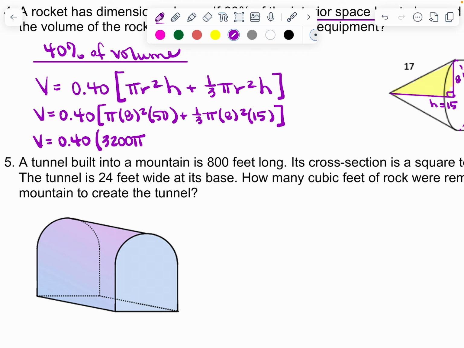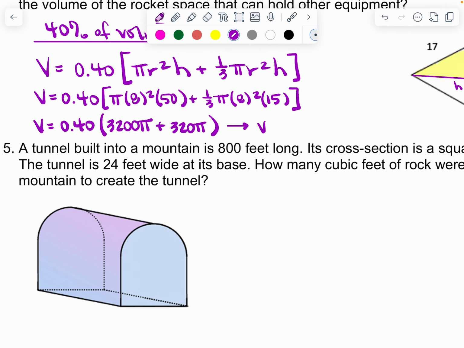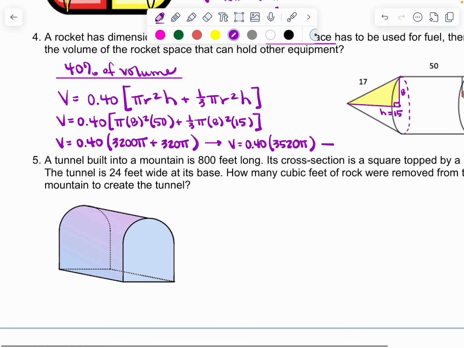So 8 squared times 50. I'm getting 3,200 pi for that term. And then 1/3 of 8 squared times 15 gives me 320 pi. I'm going to go this way because I'm running out of space here. So now that's clearly going to be 3520 pi.